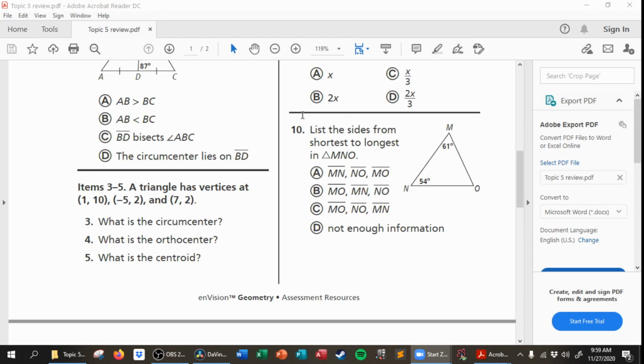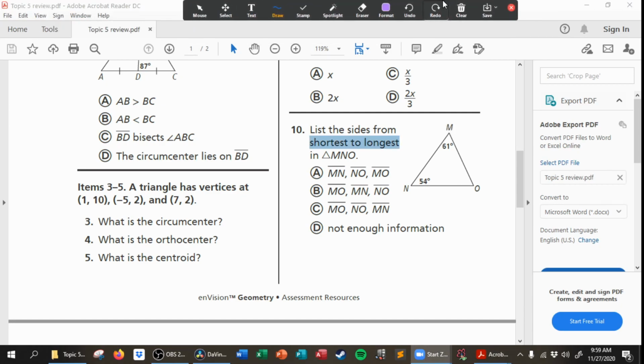All right, list the sides from shortest to longest. So first we got to make sure we're doing shortest to longest. For some reason, and I don't know why this happens a lot on this test, the stuff that you guys have been doing since elementary school is where you make the mistakes. It's the new stuff that you have no problem with. The first thing I need to do is figure out what this angle is, so I know which is my largest angle, which is my smallest angle, and which one's my median angle or my middle angle.